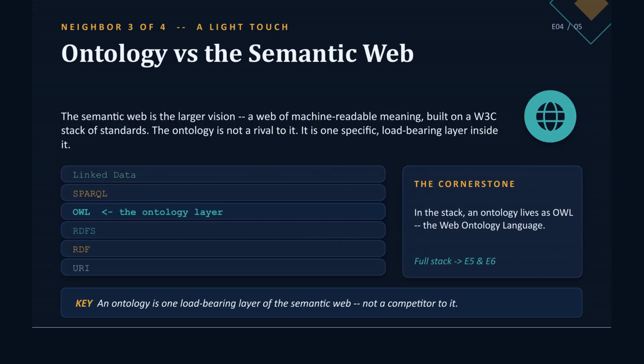The third neighbor is the semantic web, and we will keep this one deliberately light, because it earns 2 whole episodes of its own very soon. The semantic web is the larger vision. Tim Berners-Lee's dream of a web of machine-readable meaning, and the W3C built a full stack of standards to make it real. The ontology's place inside that stack is precise. It is the cornerstone, expressed in the web ontology language, OWL. So an ontology is not a rival to the semantic web. It is one specific, load-bearing layer inside it. We will take that whole stack apart, piece by piece, across episodes 5 and 6.